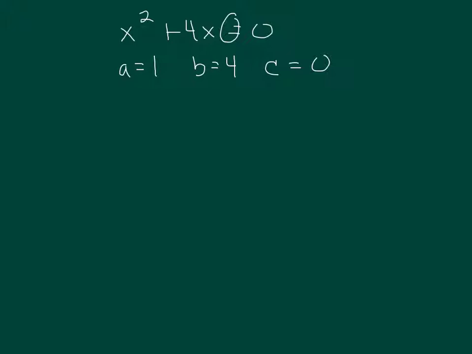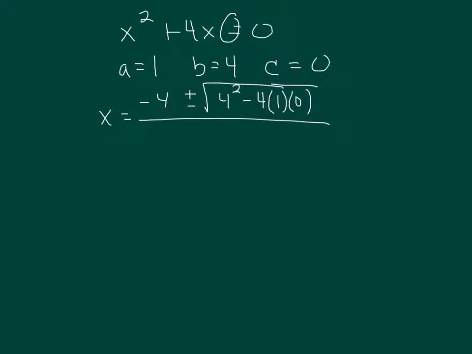Okay, so we already got you started with the a, b, and c. So let's plug it in now. x equals negative b, so that's 4. This time it's negative 4, plus or minus the square root of b squared, that's 4 squared, minus 4 times 1 times 0, all over 2 times 1.